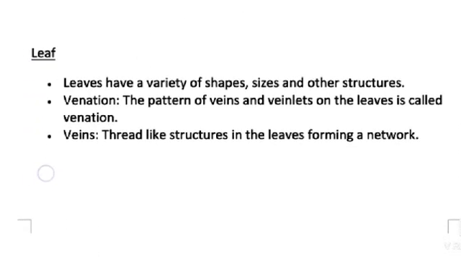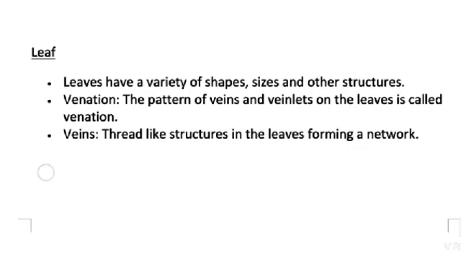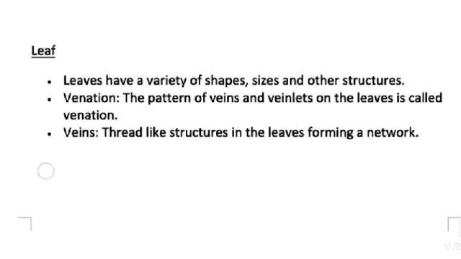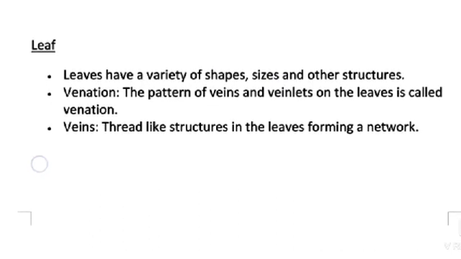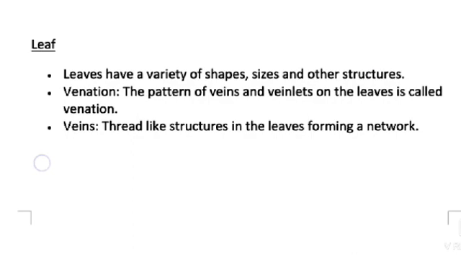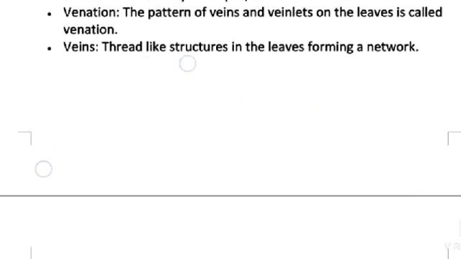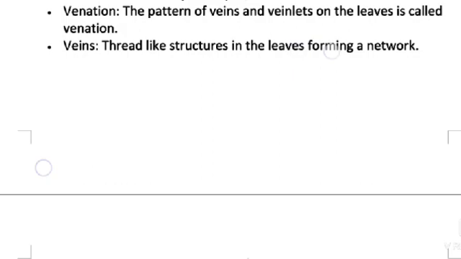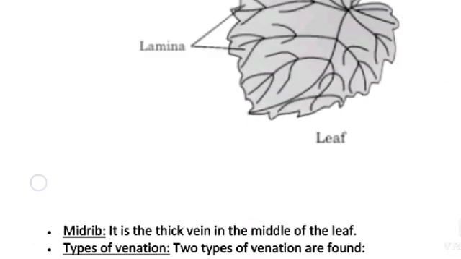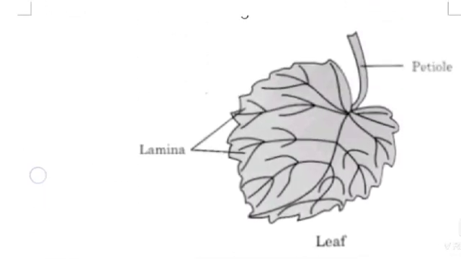Leaf. Leaves have a variety of shapes, sizes and other structures. Venation. The pattern of veins and veinlets on the leaves is called venation. Veins. Thread-like structures in the leaves forming a network. See the picture?